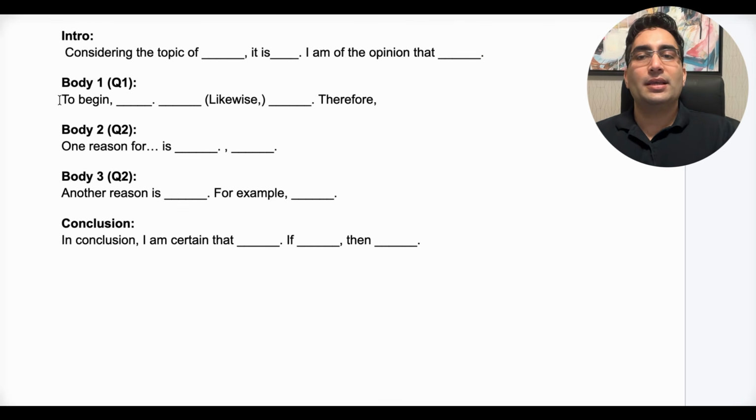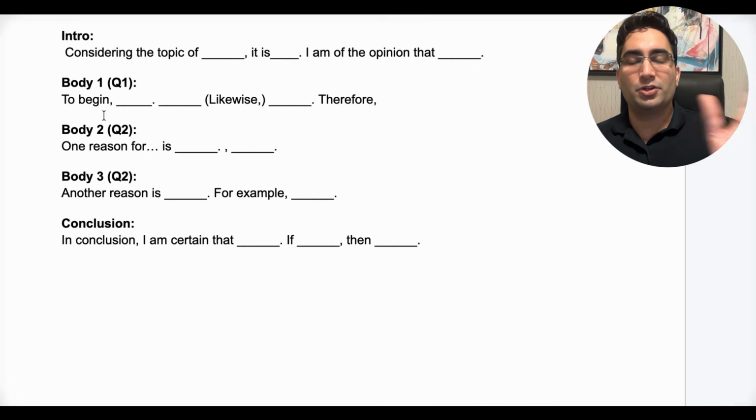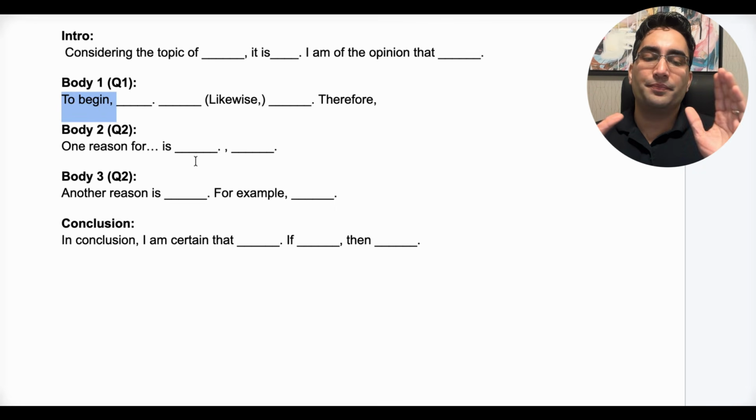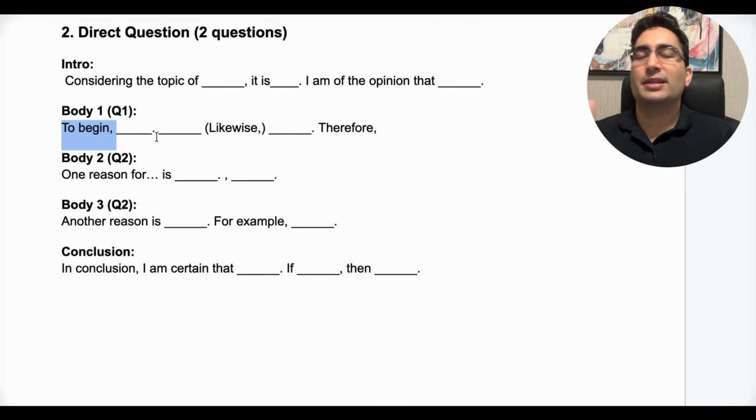Body 1 is usually going to answer that question, which is not that complicated, which in this case would be, like in my imaginary example, what is deforestation? So I would start with to begin, really appropriate for a question like this, where in body 1 you're usually explaining a theory. To begin, deforestation is basically this. It is done because of this reason. Likewise, this is what it leads to.